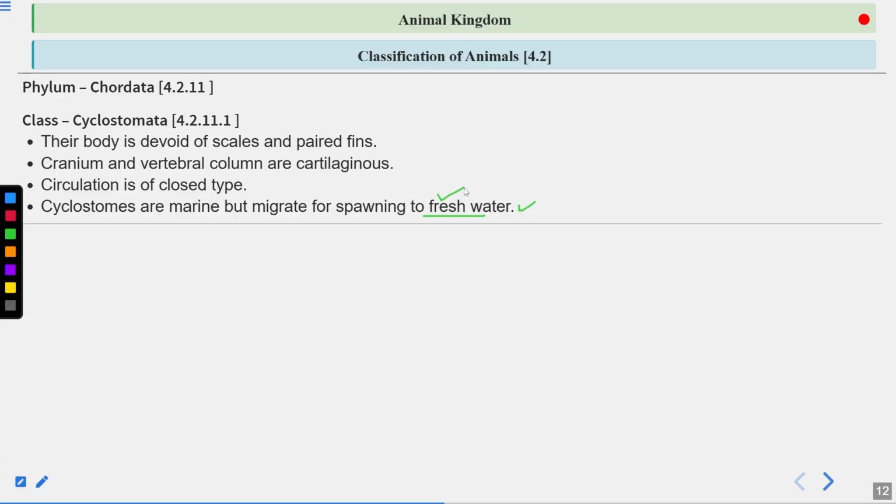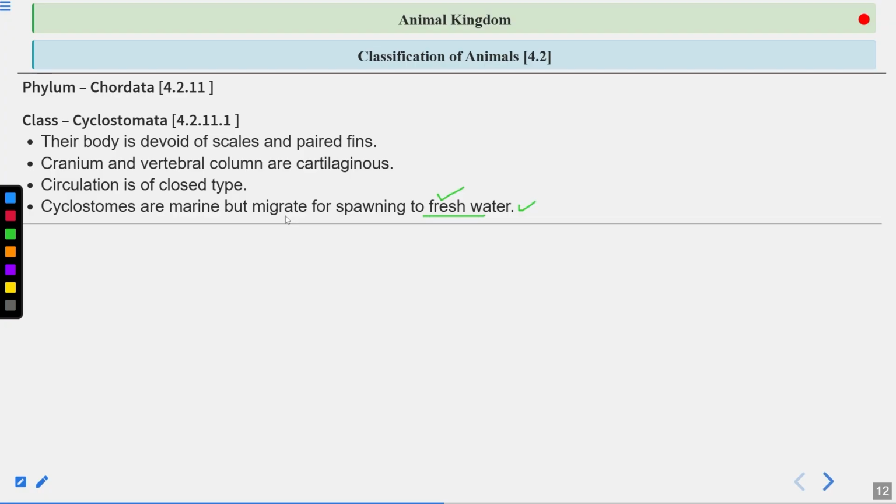The female gives eggs, the male gives sperm, and there is a reproduction process. Later on, the small young cyclostomes stay there for some time, and afterwards they move back to the marine environment. But what happens to the parents? The male and female die there. They die in the freshwater because they are adapted to live in sea water only. After spawning, they die there.